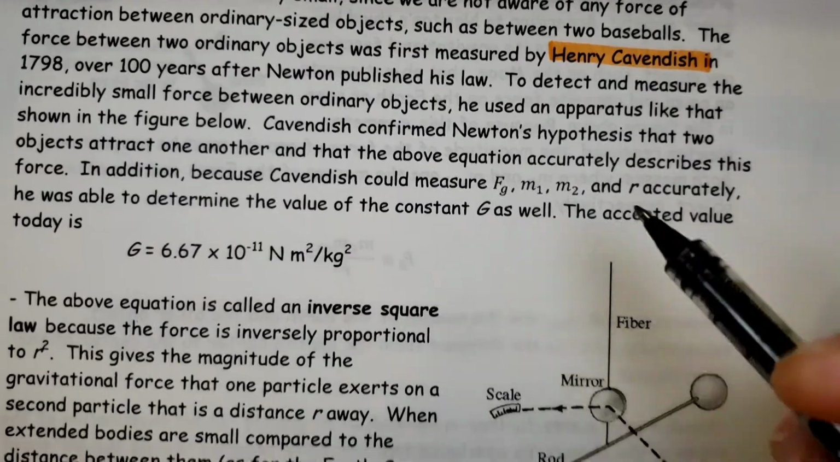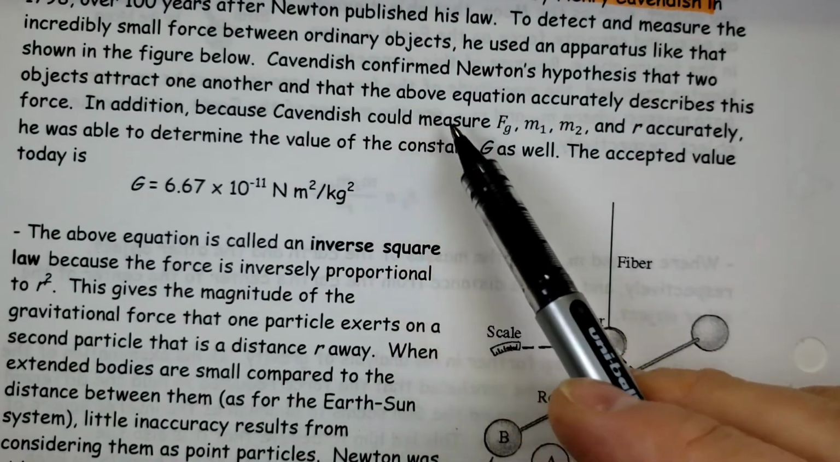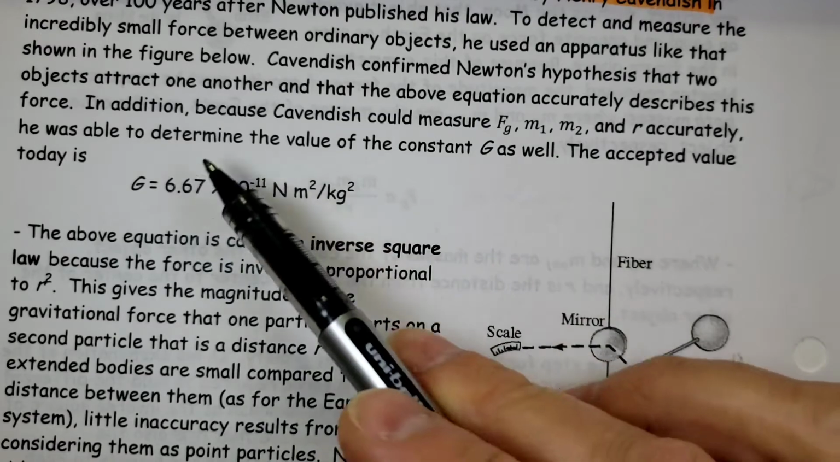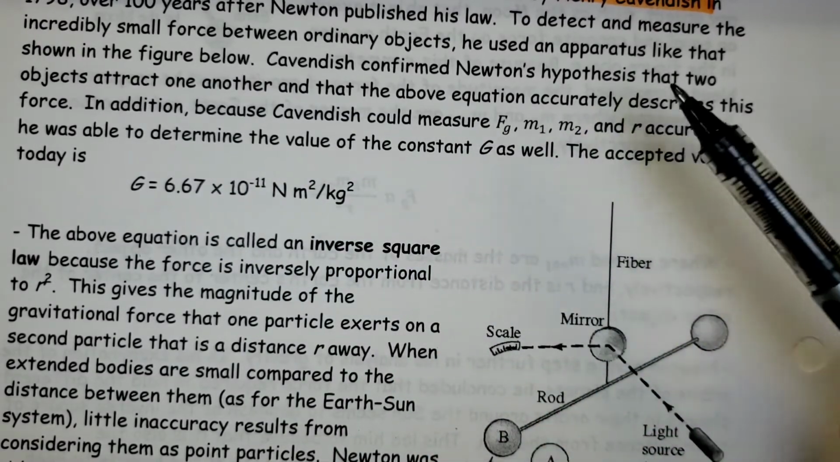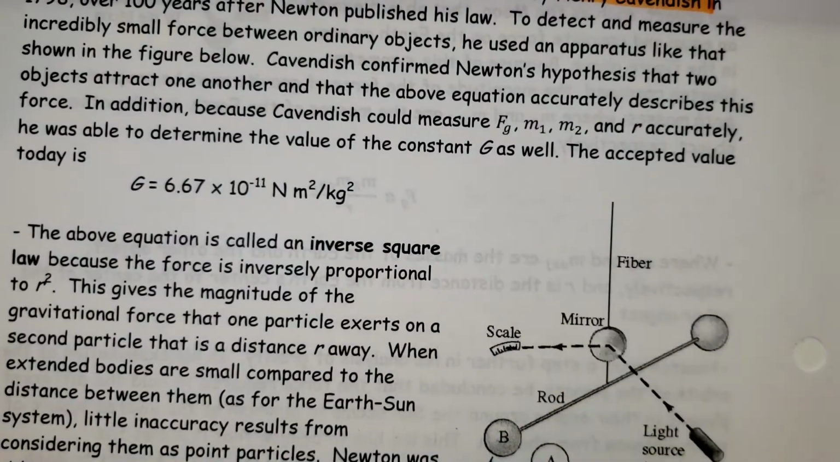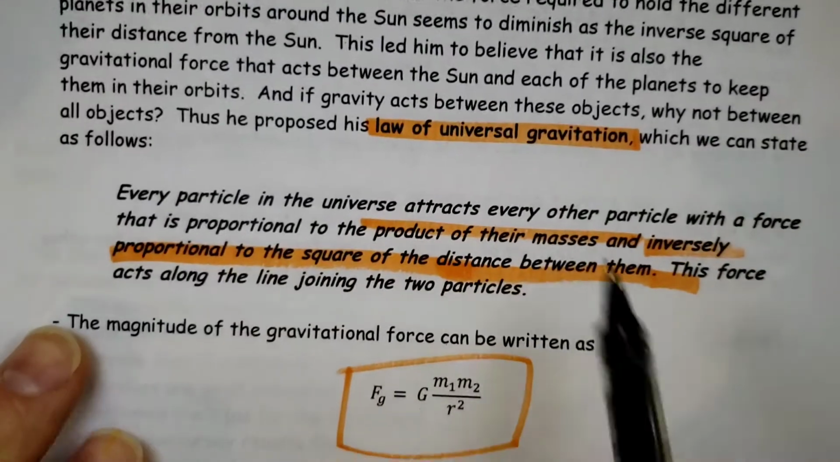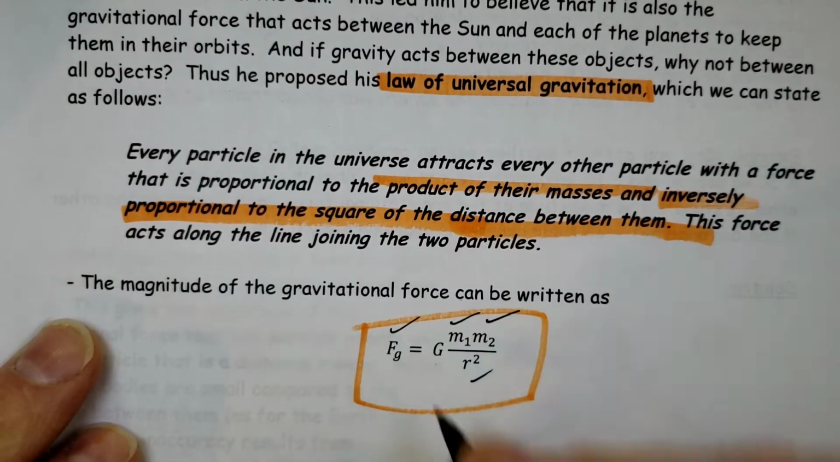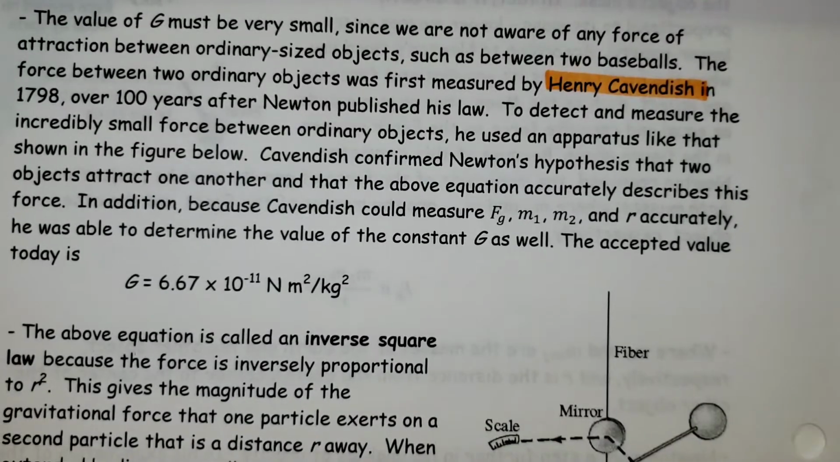Cavendish confirmed Newton's hypothesis that two objects attract each other, and the above equation accurately describes the force of attraction. In addition, because Cavendish could measure Fg, M1, M2, and R, he was able to rearrange that equation and solve for G. So if you know these quantities, we can isolate G and figure that out, and that'll give us the G that we can use for any type of equation.